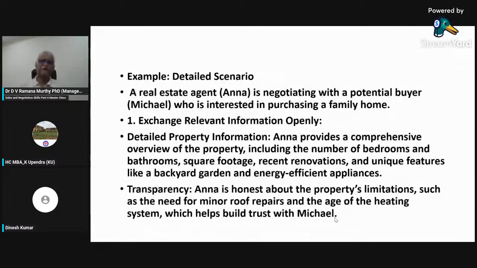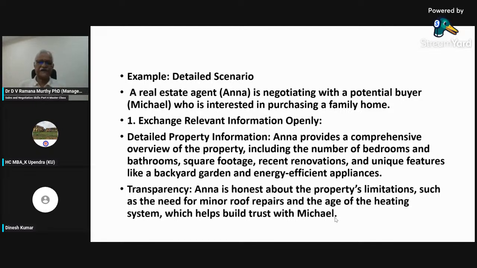Let us examine another example. It's a scenario of a real estate company selling a property. A real estate agent, maybe Anna, is negotiating with a potential buyer, Mr. Michael, who is interested in purchasing a family home at a particular residential area, I mean, at a particular venture.